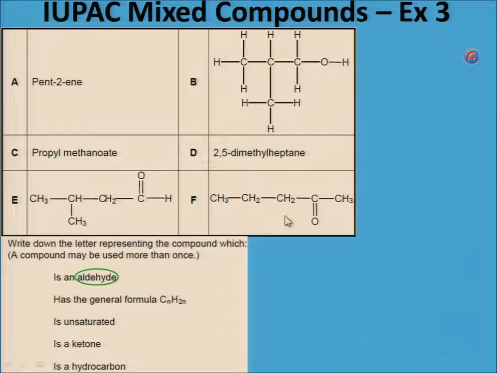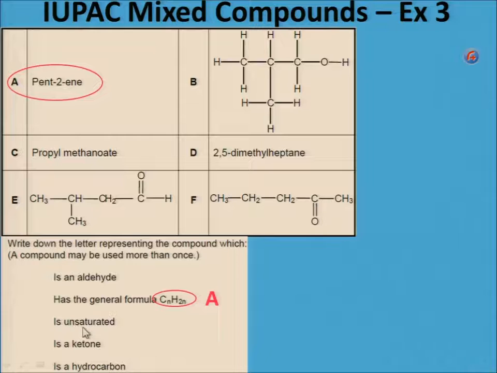Why not F? Because here the carbonyl carbon is in the middle of the chain. And an aldehyde's carbonyl carbon must be at the end of the chain. So the correct answer is E. Now for the next one. Which compound has the general formula CnH2n? Now you should know your general formulas, and CnH2n is an alkene or a cycloalkane. You don't have cyclic molecules, therefore alkene is at number A, so the answer should be A.